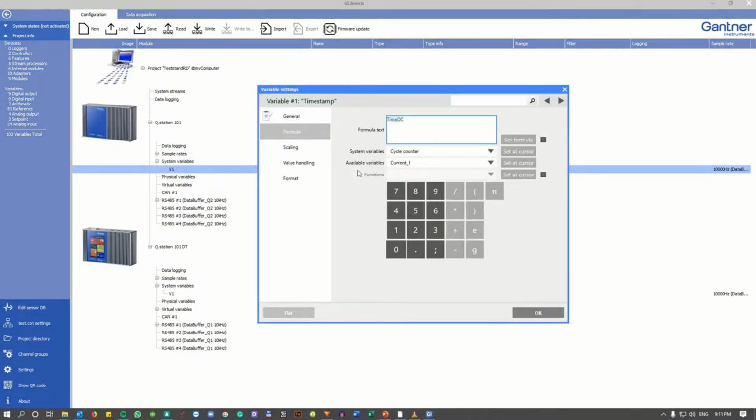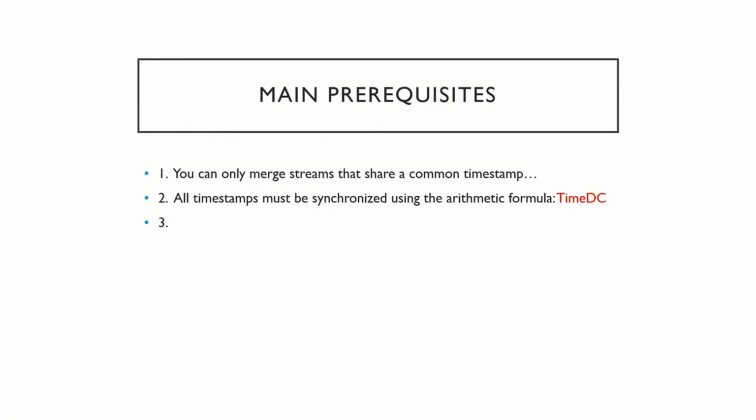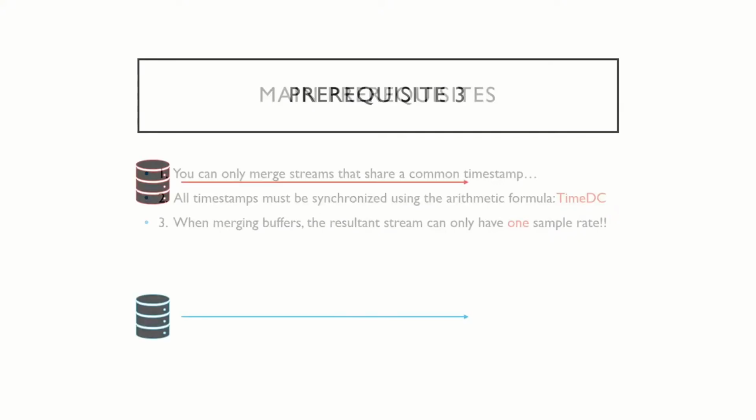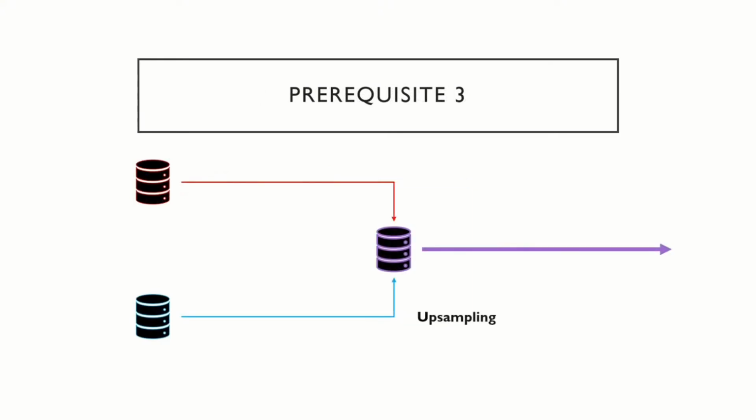The formula timedc stands for the time distributed clock, and represents the absolute time since the 1st of January in the year 2000. The third prerequisite is something to be mindful of when determining if a merger is appropriate for an application, and that is, when attempting to merge data streams sourced from multiple buffers, the resultant stream can only have one sample rate. In other words, if you attempt to merge multiple streams of dissimilar sample rates, the sample rate of the resultant merged buffer is determined by either upsampling or downsampling at least one of the dissimilar sample rates.